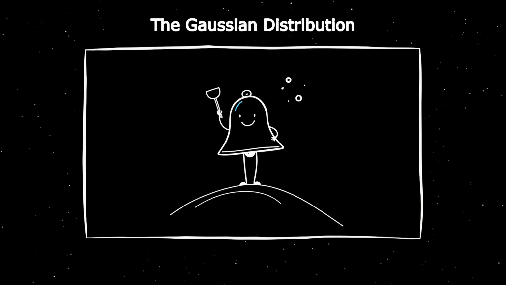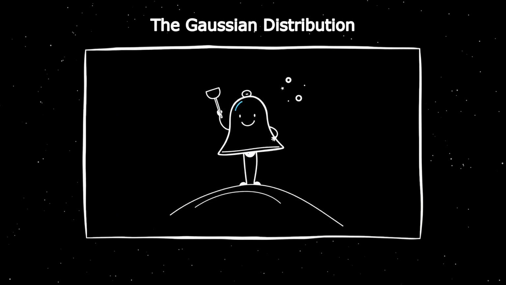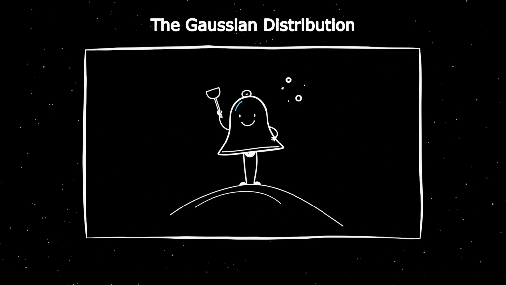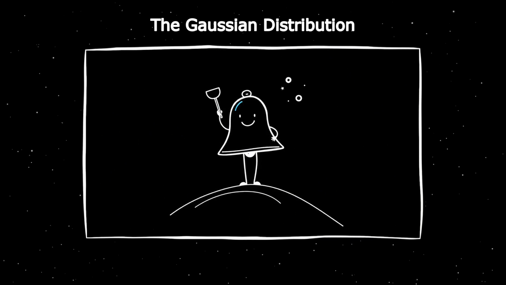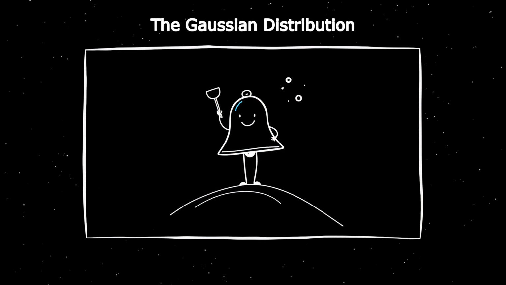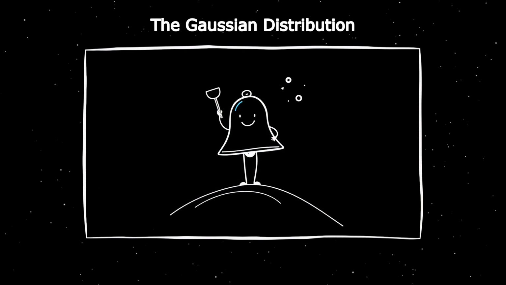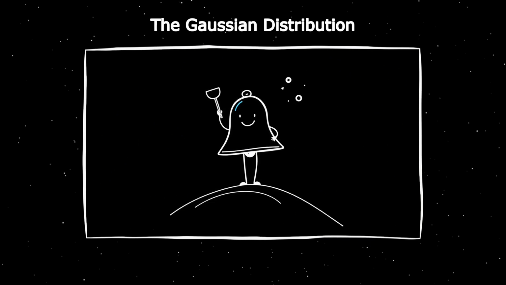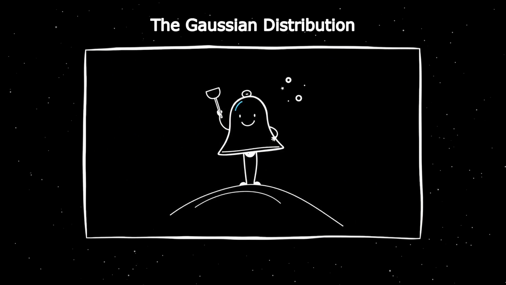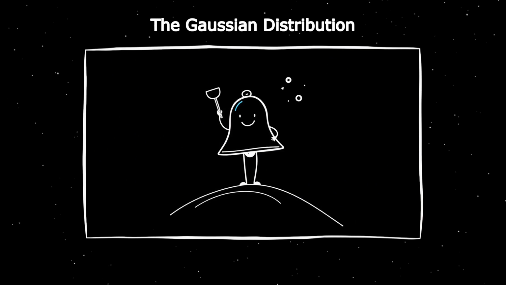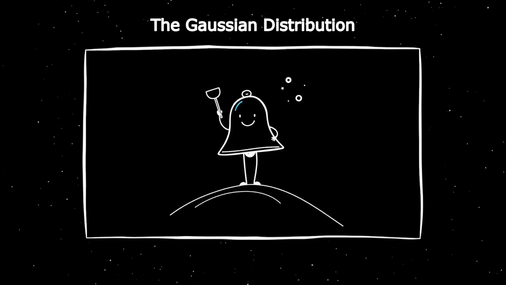To begin with, let's visualize the shape of the Gaussian distribution. Imagine a smooth, gently rising and falling curve that forms a hill. The peak represents the average, or mean, of a data set. As you move away from the center, the values become less frequent, creating a beautiful symmetry on both sides. This symmetrical shape is a hallmark of the Gaussian distribution, making it unique compared to other distribution forms.